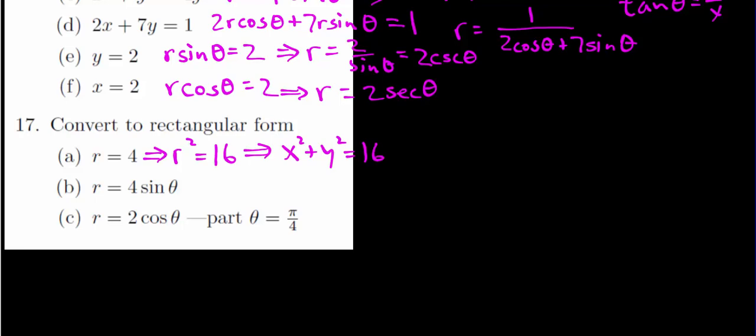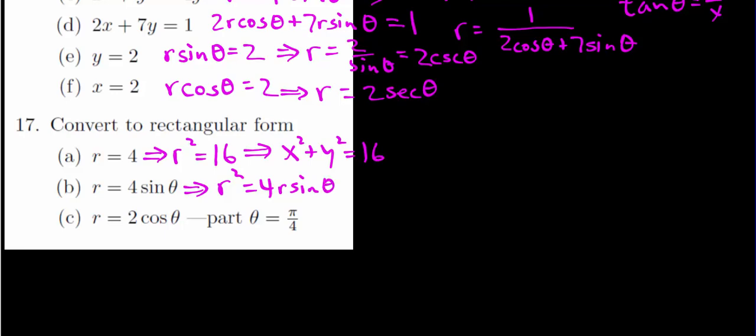This next one, we don't want to do that. The previous one, we just squared both sides and it worked out nicely because we had x squared plus y squared equals 16. This one, we don't want to square both sides because we don't want a sine squared over there. We don't know what to do with that. However, I could multiply both sides by r.